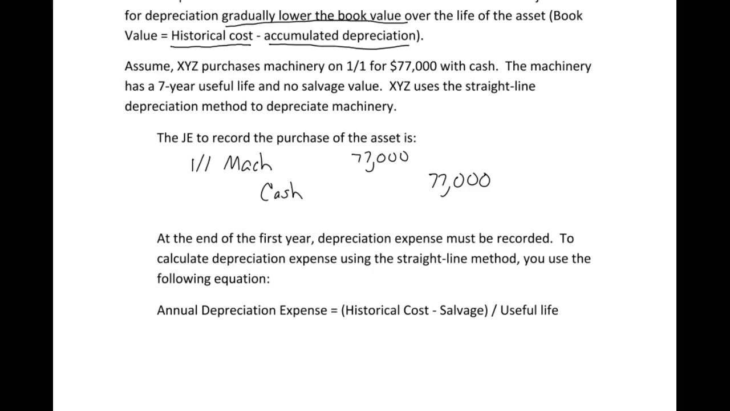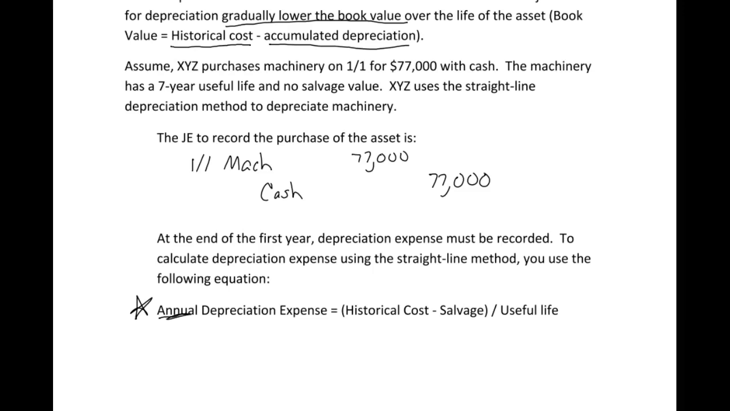Remember, the straight line method of depreciation follows this formula right here. Notice that this is the annual amount. So if we wanted it monthly, we just divide this answer by 12. So historical cost less salvage value gives me the depreciable amount, divided by the useful life.